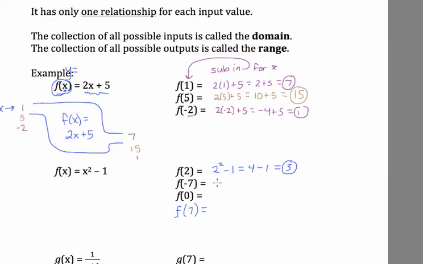Okay, f of negative 7. I put negative 7 in as my input. That goes in instead of x. Negative 7 squared, that's negative 7 times negative 7 is 49. 49 minus 1 is 48. F of negative 7 equals 48. F of 0. 0 squared minus 1 is negative 1. F of 7.